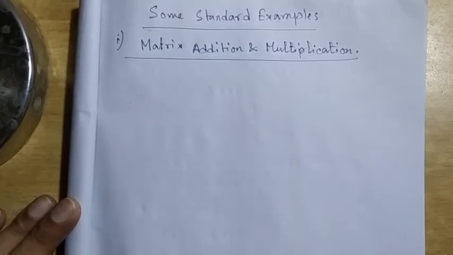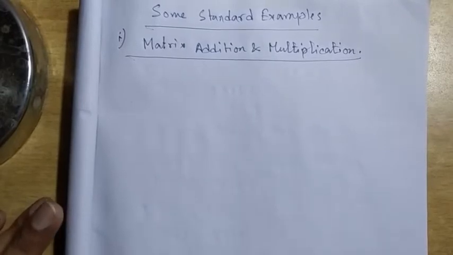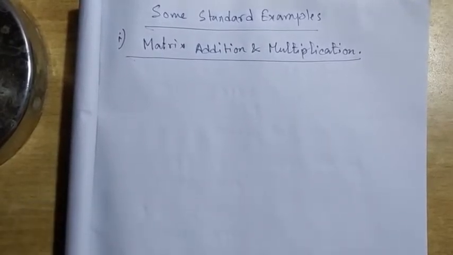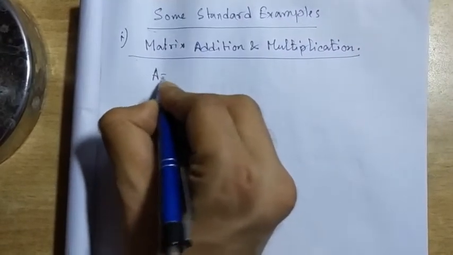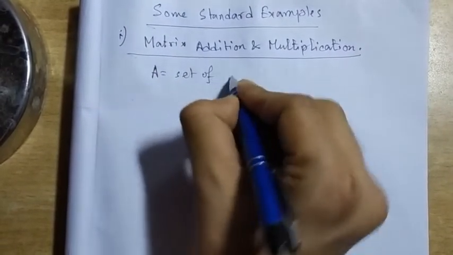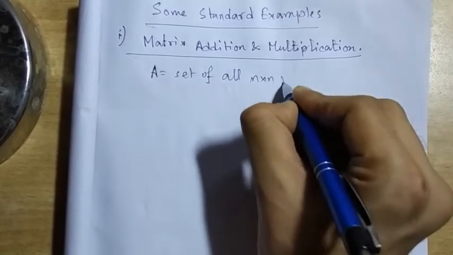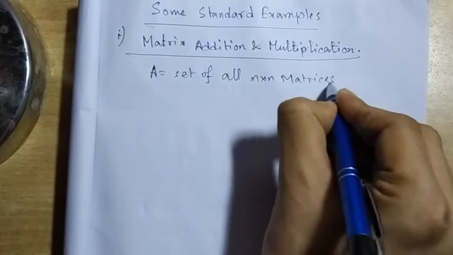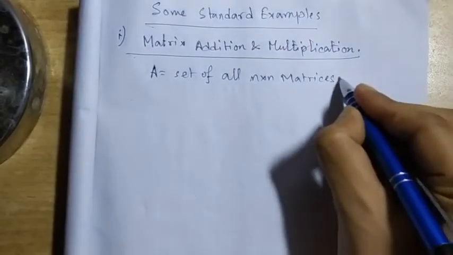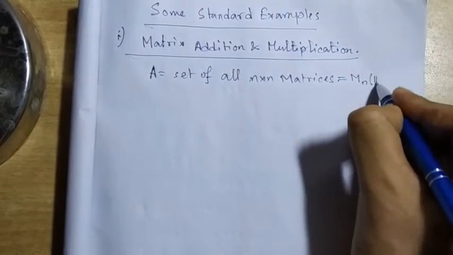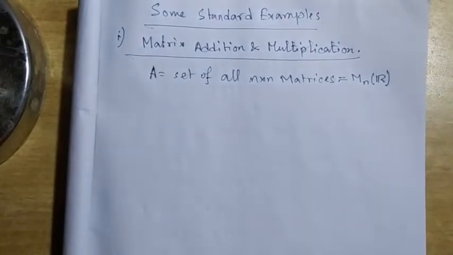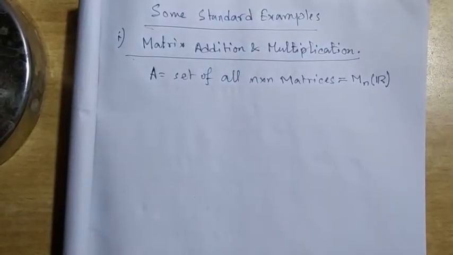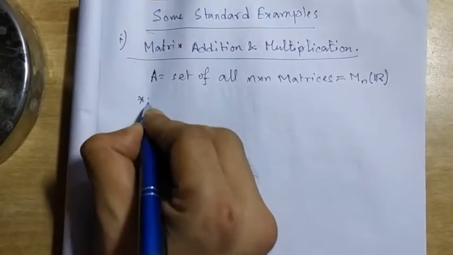In this video, we will talk about some of the standard examples of binary operation. So number one, we are taking the matrix addition and matrix multiplication. In this case, we will take a particular set of matrices, that is the set of all n cross n matrices, and this set is denoted by MnR. This R means the entries of these matrices will be real. So, the set of all n cross n matrices we have taken, and we are defining star to be matrix addition.